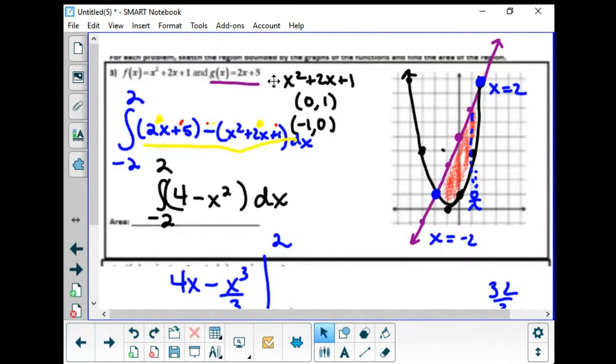Making our own graph and determining the intersection points. What I didn't do on this problem, but I could have if we wanted to, is figure out the intersection points ahead of time.